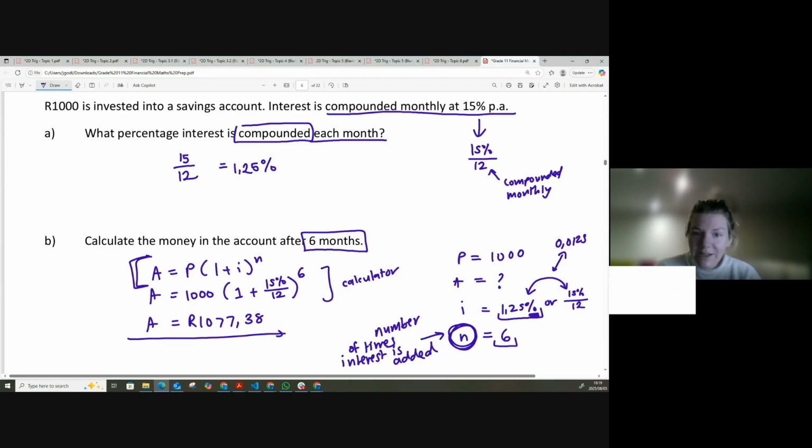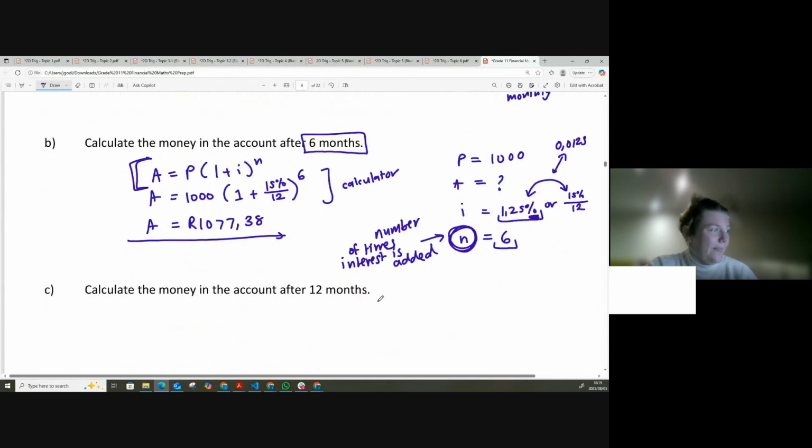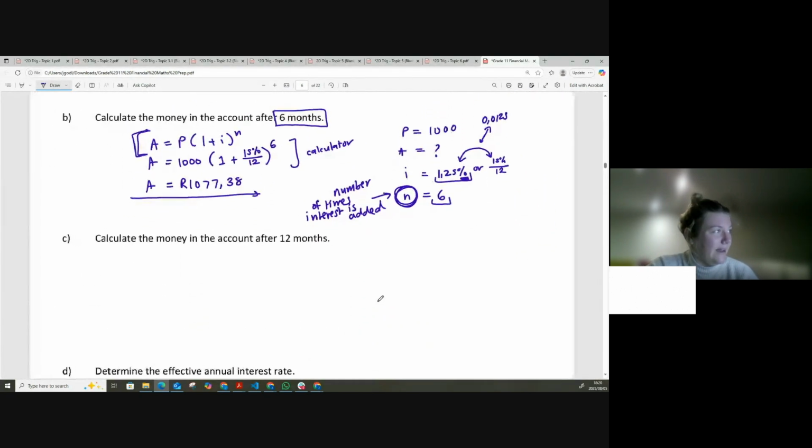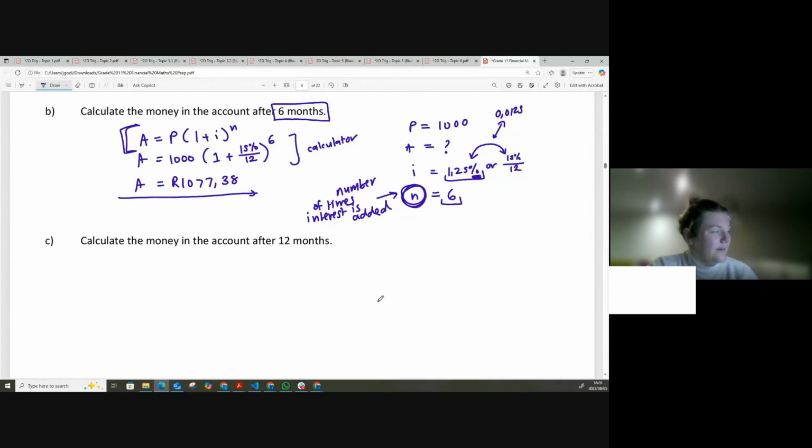But don't worry, if this is feeling confusing, that is completely okay. We haven't done these before. This is the first one like this. So don't panic. We're going to do lots more like this. Okay, this will be some good practice here. Calculate the money in the account after 12 months. So almost everything is the same. We're just changing one thing.